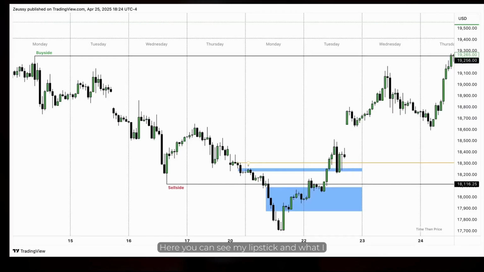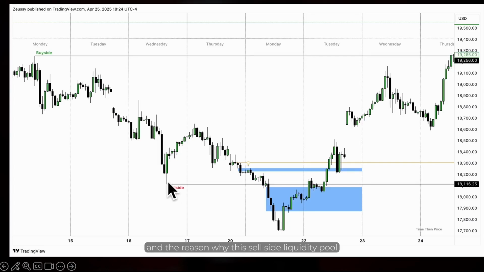Here you can see my lipstick, and what I would like you to see is that first of all, I've annotated buy side liquidity resting above this high. This is my drawn liquidity for the buy program. This is the level I anticipate that price is going to be drawn towards like a magnet. Next to that, you can see that I've annotated this sales liquidity pool.